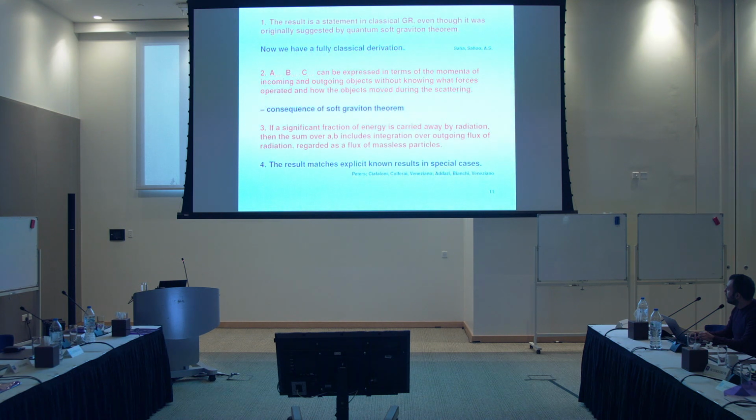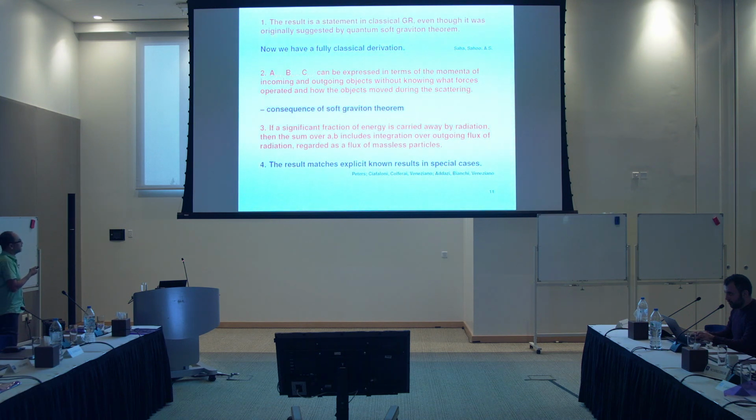So, let me just say a few words about these results. The first point I want to emphasize is that this result is a statement in classical gravity, classical gravity in 4 dimensions, even though as we will see it was originally suggested by quantum soft graviton theorem in larger than 4 dimensions. Nevertheless, we now have a fully classical derivation. We do not need quantum soft graviton theorem to actually derive this result. I will describe, at least the logic of this classical derivation, later in the talk.